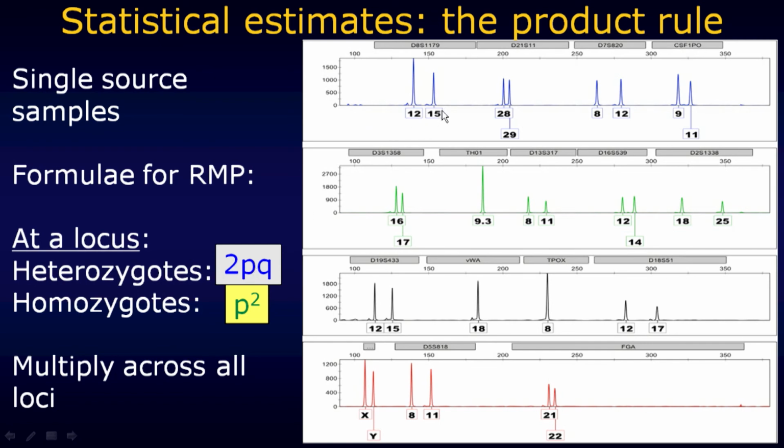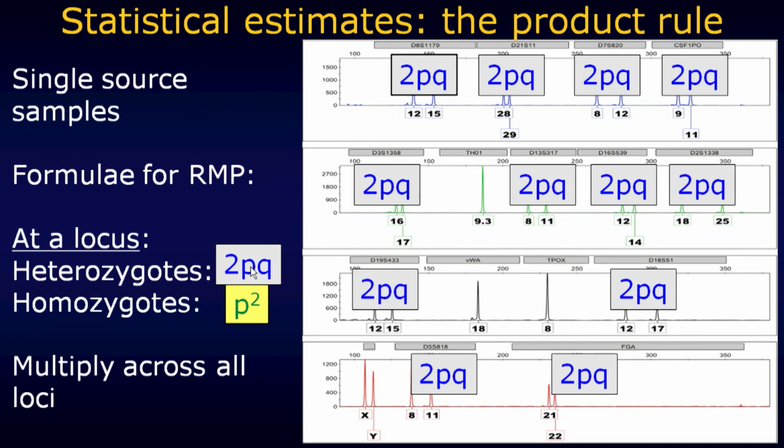Similarly, Q, you probably don't even need me to tell you this, right? Q is the frequency of the 15 allele at the D8 locus. And so if we want to know how common or rare this particular combination of alleles is, all that we need to do is determine the frequency of the 12 allele and the 15 allele, multiply the two of them together, and multiply that value by 2. Okay? And we'll do that for all of the heterozygous loci. Any locus where there were two peaks, that same formula is going to apply.